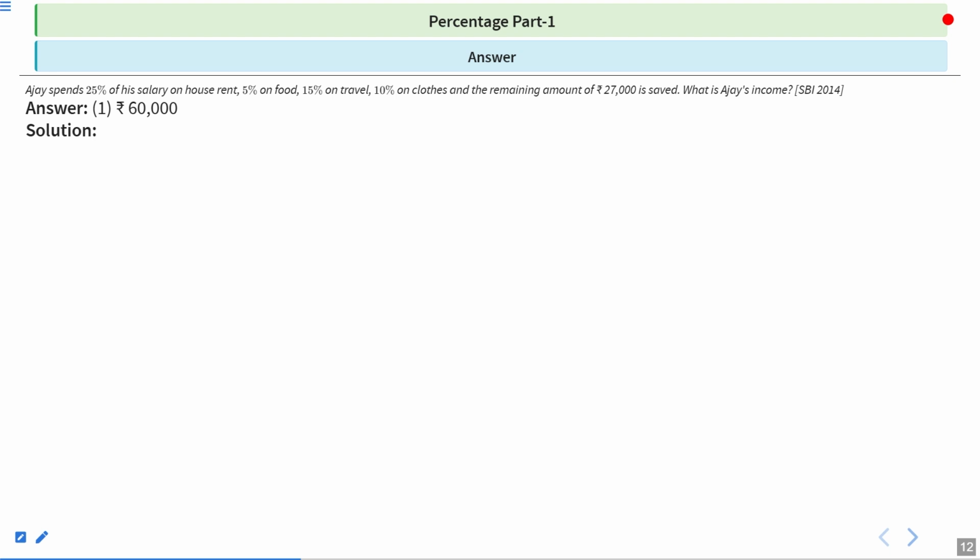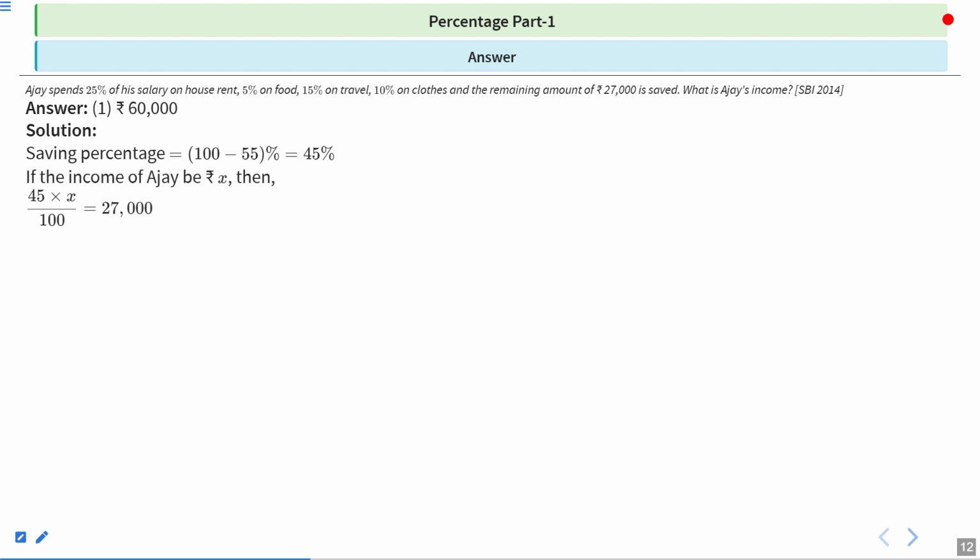So see the detailed solution. Now saving will become 100 minus 55%, which is equal to 45%. As we already discussed, 25 plus 5 plus 15 plus 10 becomes 55%. When we subtract it, we get the saving percentage, which is 45%. So if the income of Ajay is rupees X, then 45% of X is equal to 27,000. So 45 into X upon 100 is equal to 27,000. When we simplify it, we get the value of X, which is 60,000 rupees. So first is the correct answer. Next one.